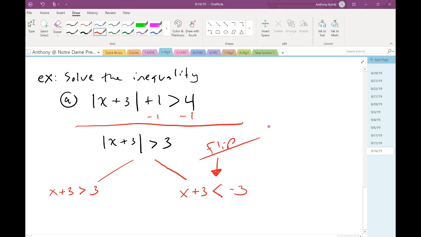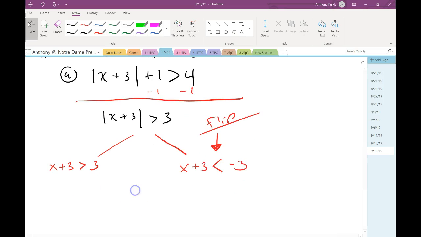That is the most common mistake students make when solving these absolute value inequalities, is forgetting to do that flip. So make sure you remember to flip the one that becomes negative. Okay. So from here I can solve each of these two inequalities separately.